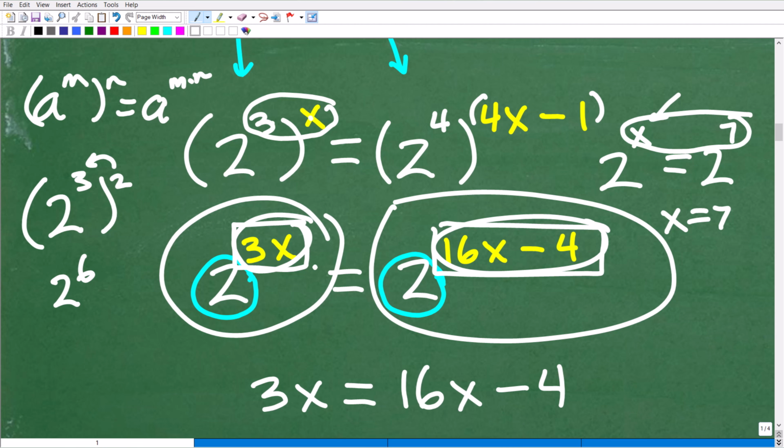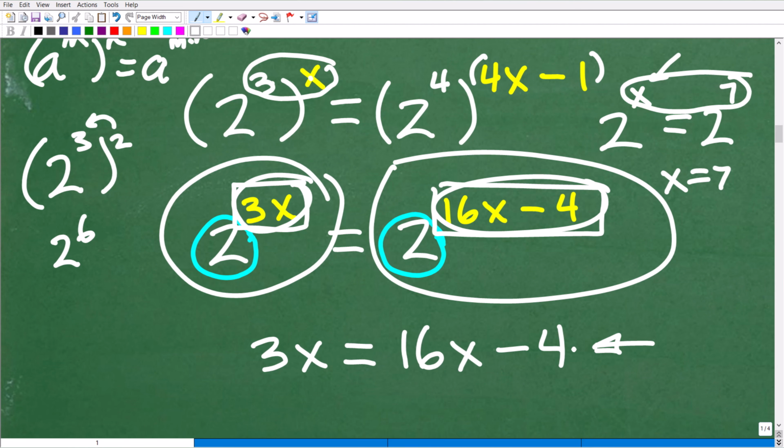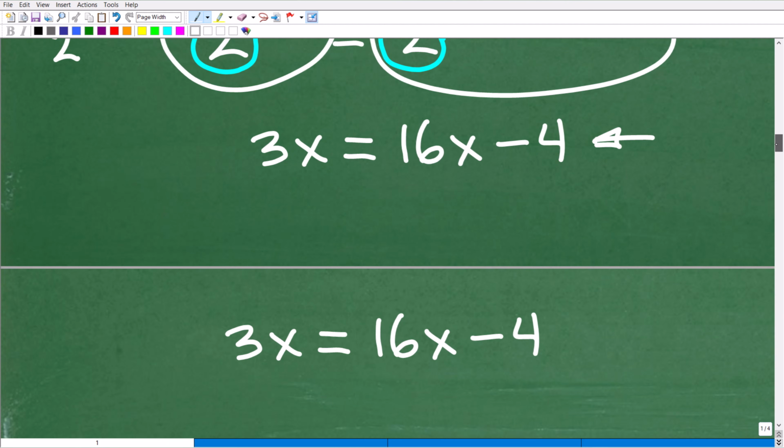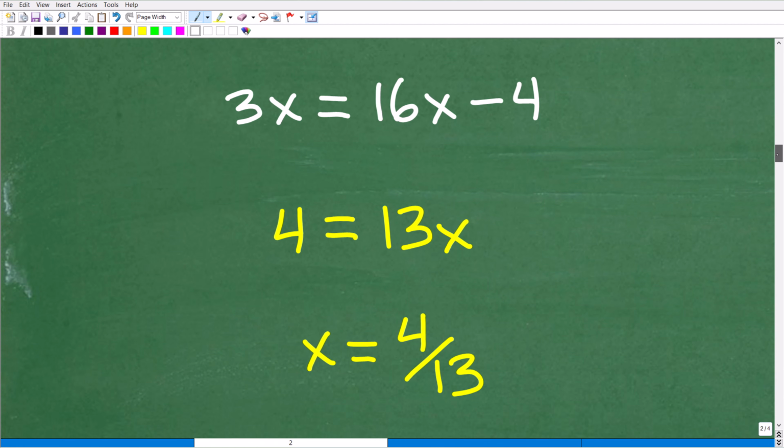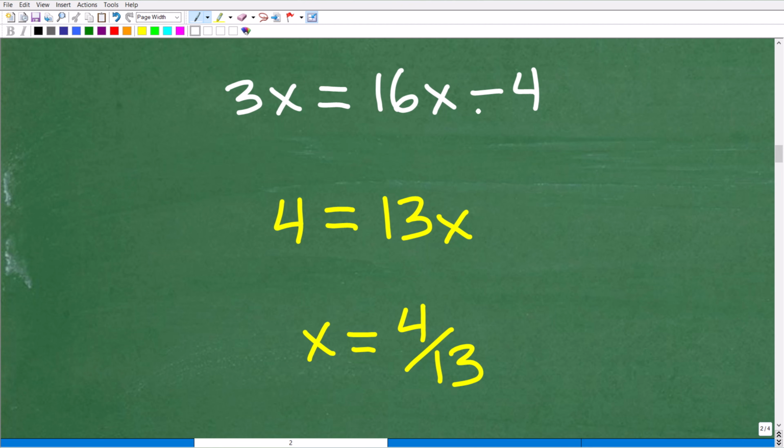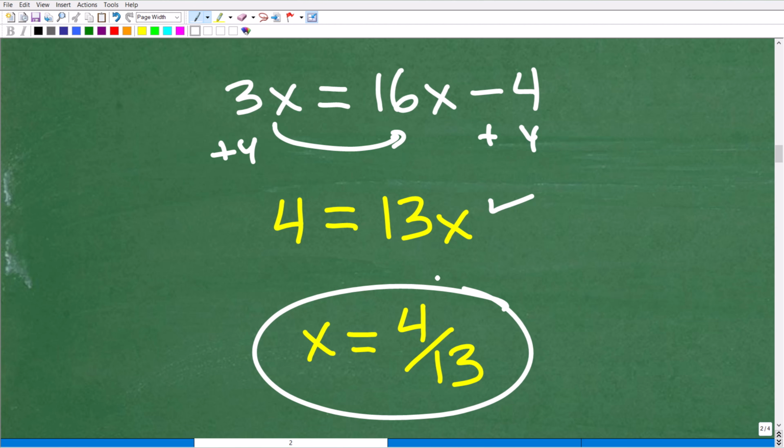In order for this to be true, 3x must be equal to 16x minus 4. So that's why we're going to set up this equation right here, and then we'll solve this basic equation for x, and we'll be done. All right, so here we go. This is 3x is equal to 16x minus 4. I'll move the 3x over on this side. That'll give me 13x, and then I'll add 4 to both sides of the equation. So I have 4 is equal to 13x, and I'll divide both sides of the equation by 13, and you get x is equal to 4 over 13.